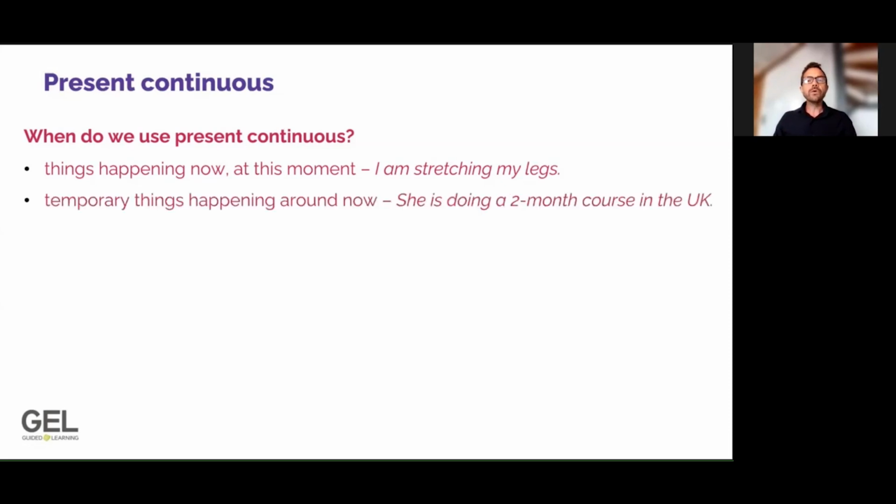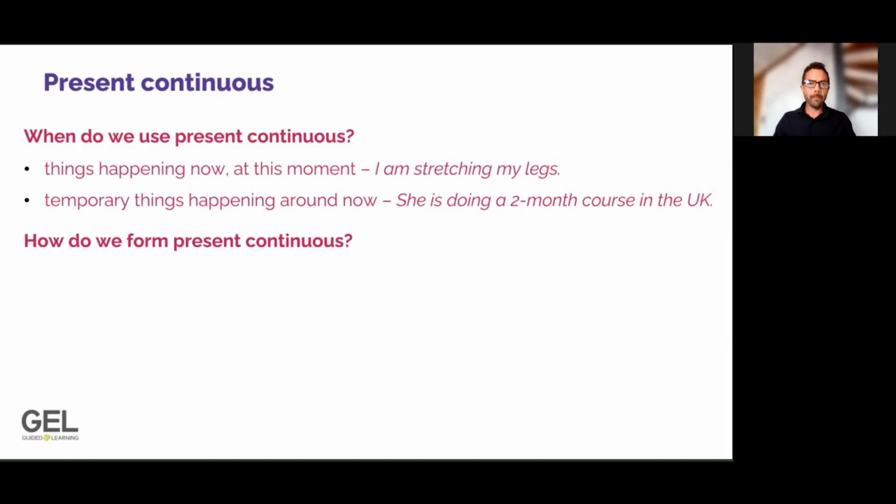Another time that we use present continuous is when we are talking about a temporary action that is happening in this general period of time. And the point here is that it is a temporary action. It is not always true. It is not again and again and again. It is temporary. And in our example, she is doing a 2-month course in the UK.